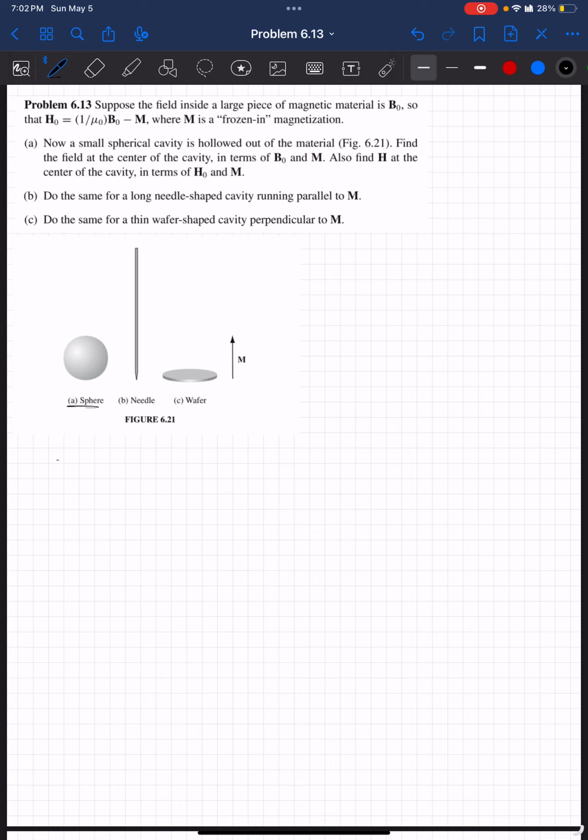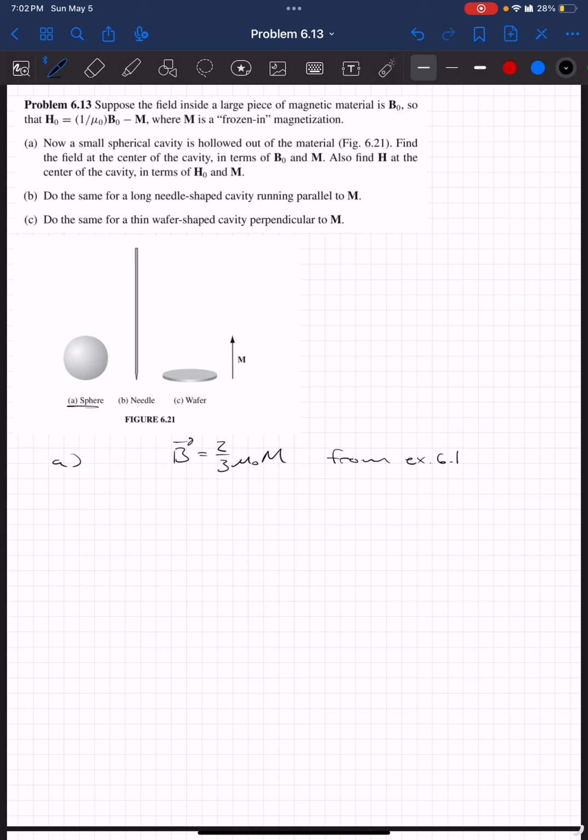To begin this, we'll understand that the magnetic field of a sphere is equal to 2/3 mu naught M. And this is from example 6.1 earlier in the book. So if you want to understand why a sphere is equal to 2/3 mu naught M for the magnetic field, then go back and solve 6.1.